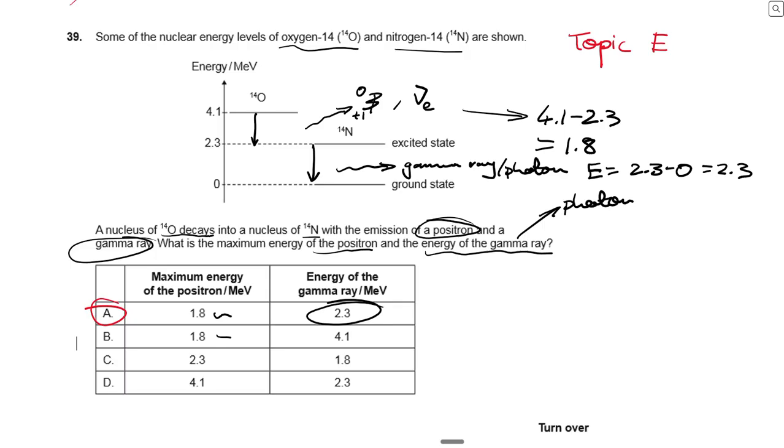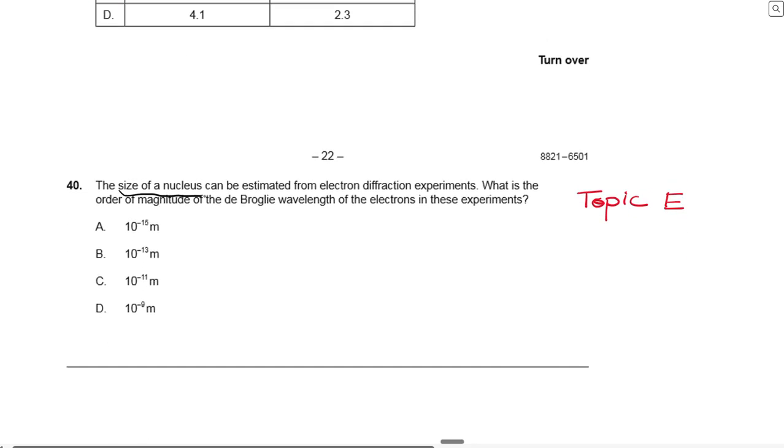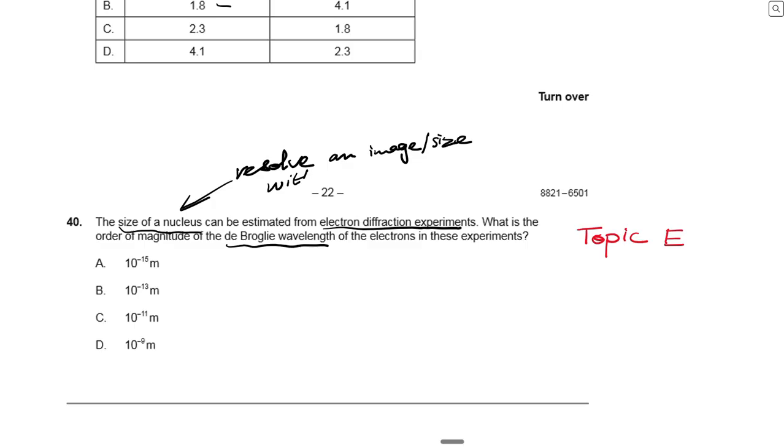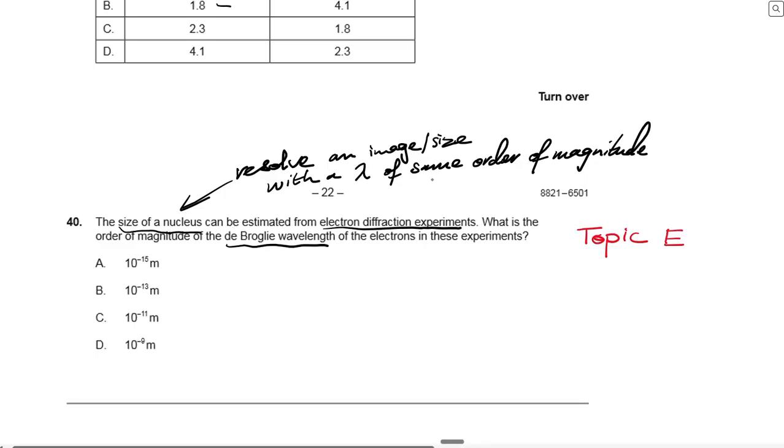Let me circle that. And last one, question 40. The size of a nucleus can be estimated from electron diffraction experiments. What is the order of magnitude of the de Broglie wavelength of the electrons in these experiments? This is actually quite difficult. What we're told is the size of a nucleus can be estimated. We can only resolve an image or size with a wavelength that is of the same order of magnitude or comparable.